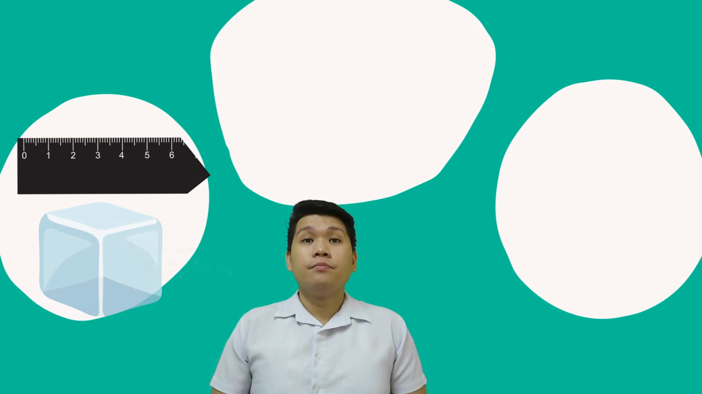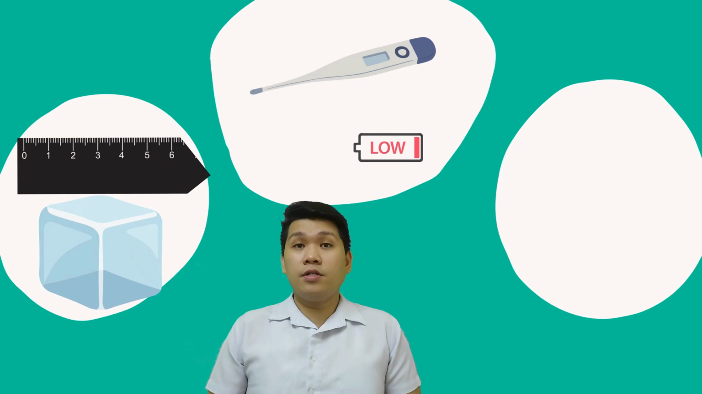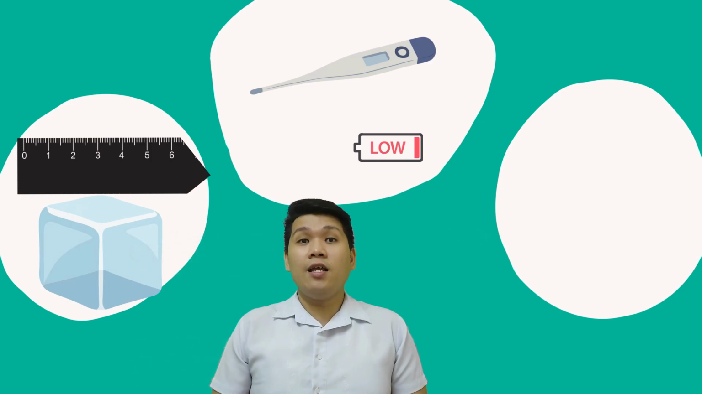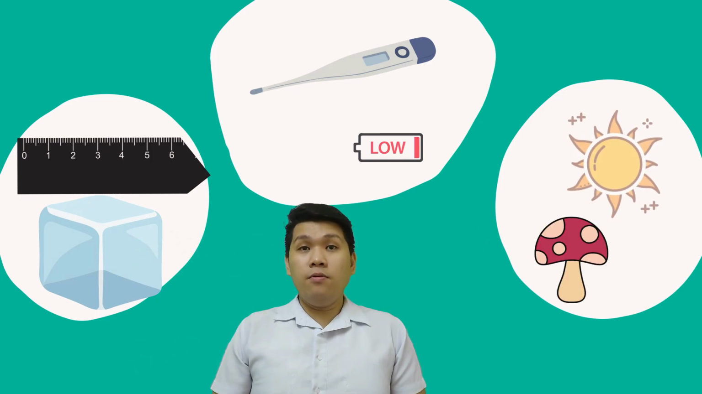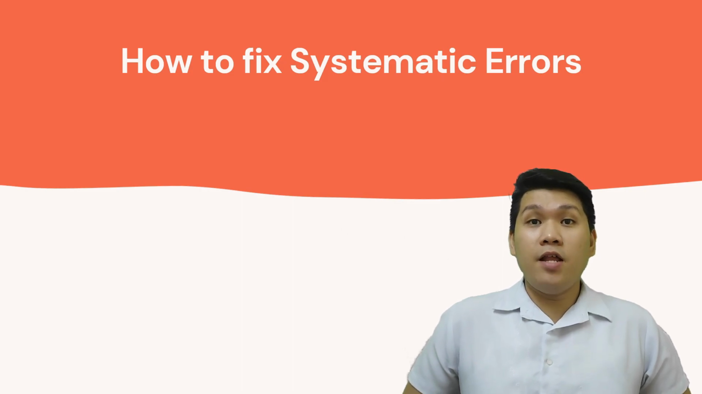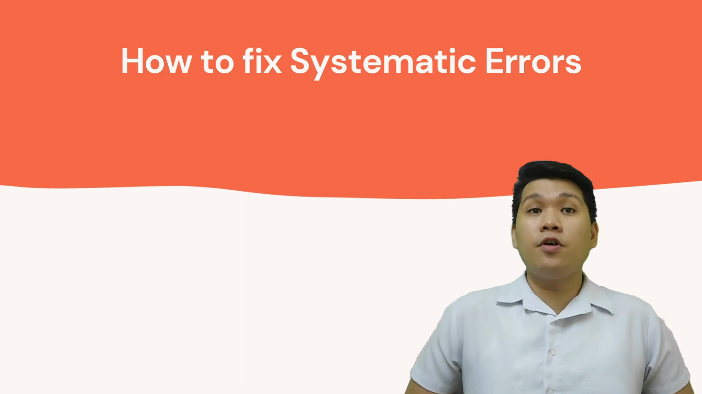Number 2, measuring temperature with a low battery digital thermometer. Having low battery affects the results. Number 3, studying mushroom growth but not considering or controlling room temperature. Systematic errors screw data collection by making it appear too much or too little than normal.